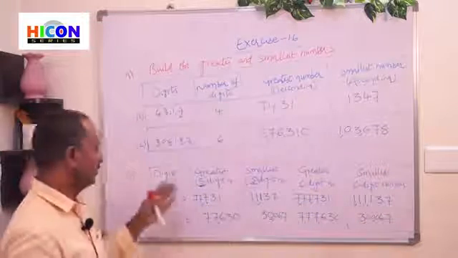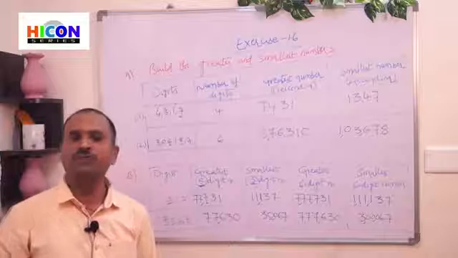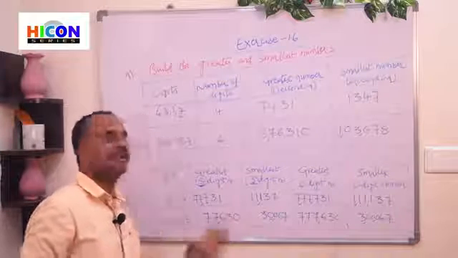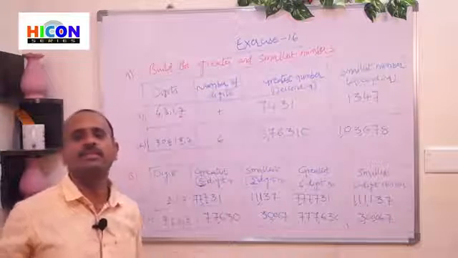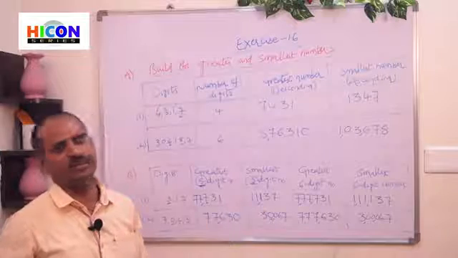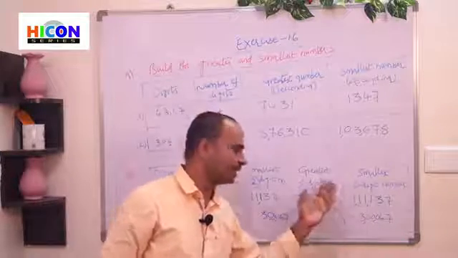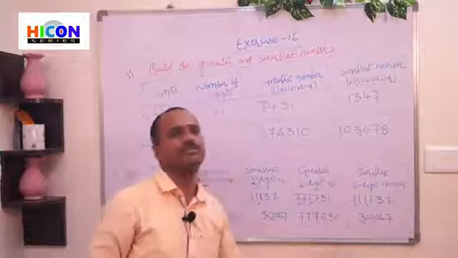So children, remember this. We can obtain the greatest number by repeating the greatest digit as many times as we require. In the same way, we can form the smallest number by repeating the smallest digit as many times as we require.